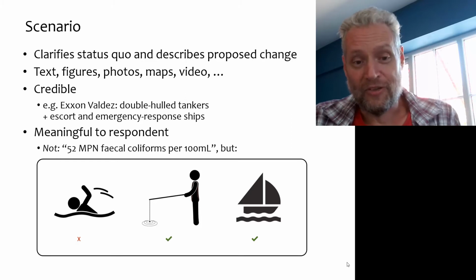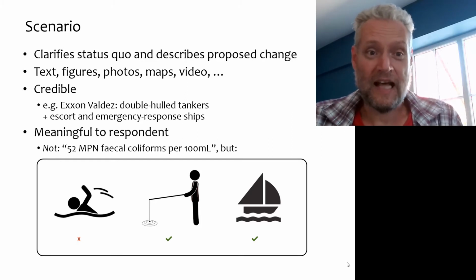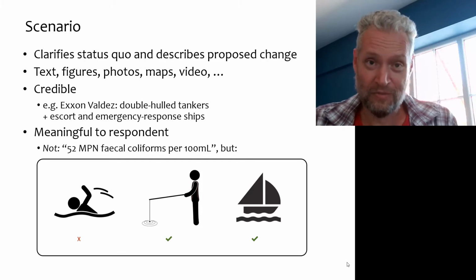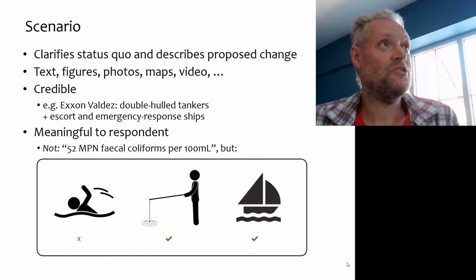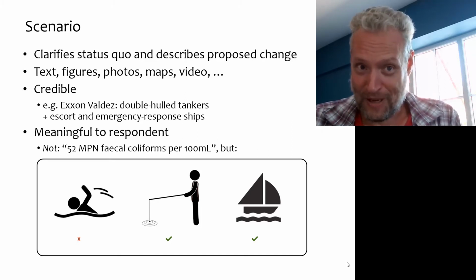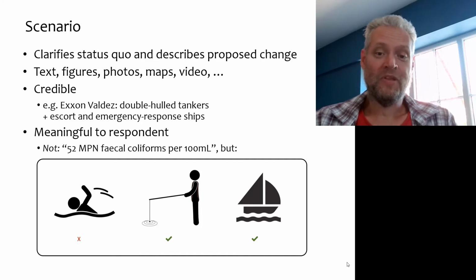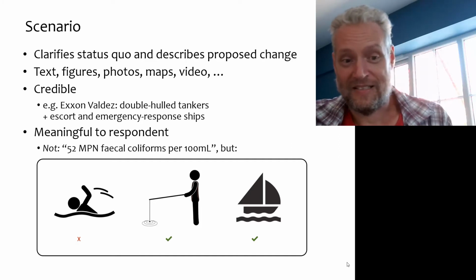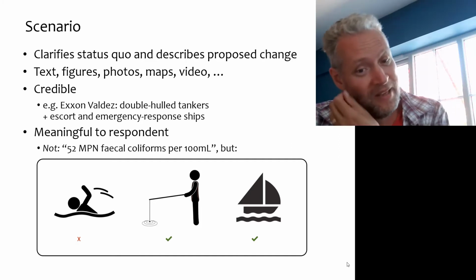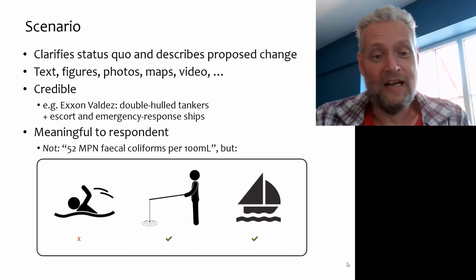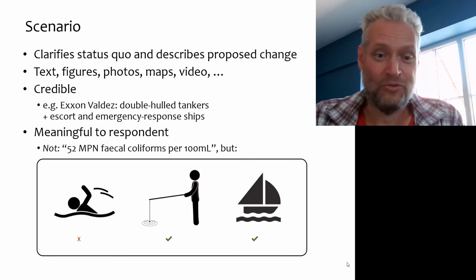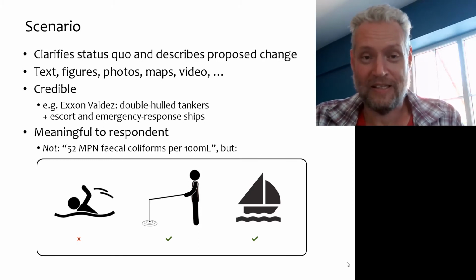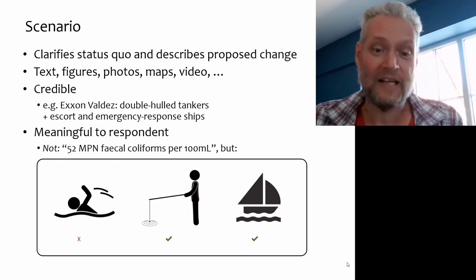Another thing that is important is that the language you use is meaningful not to your colleagues or to yourself, but to the average person you may meet on the street. So what you should not suggest in the scenario is that we're going to reduce the MPN coliform from 57 MPN per 100 milliliters to 52 MPN per 100 milliliters. Nobody knows what you're talking about when you say that.